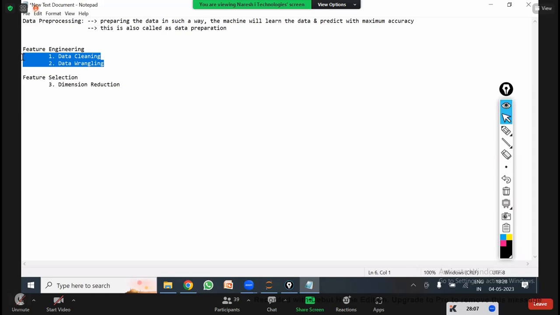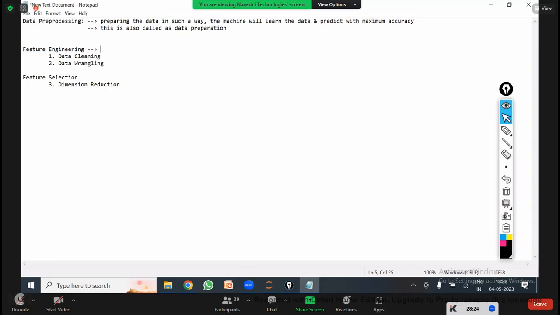Now, data wrangling and data cleaning, whatever we have discussed for the last 3-4 days, including treating the wrong data, treating the missing values, or treating the outliers, all these things, the data cleaning and data wrangling process. The combination of both of them is called feature engineering.